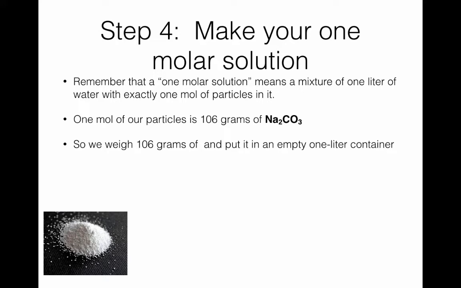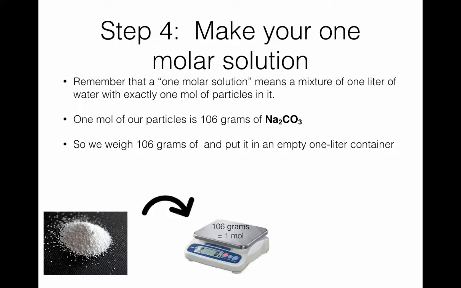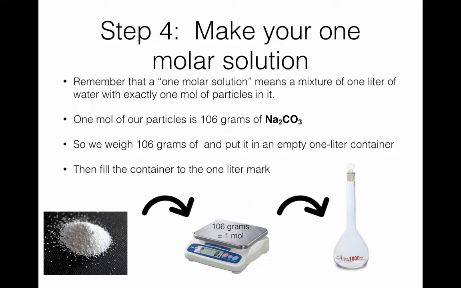You would usually use this thing called a volumetric flask if you were going to do this. So I weigh it out on a scale, electronic scale. That works fine. And then there's my volumetric flask. I'm going to take a 1 liter volumetric flask and I'll put that 106 grams of my sodium carbonate powder in there. And then I will fill to the 1 liter mark.